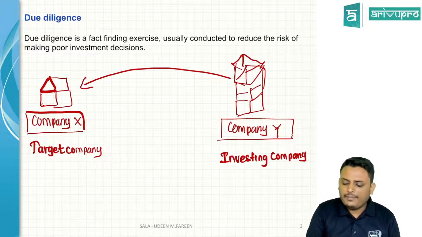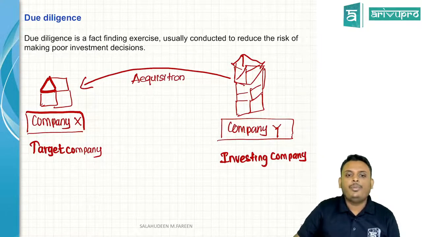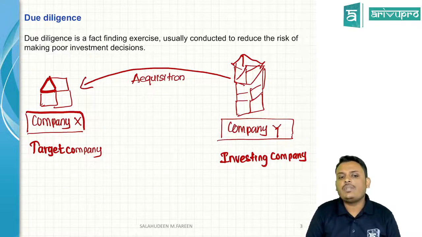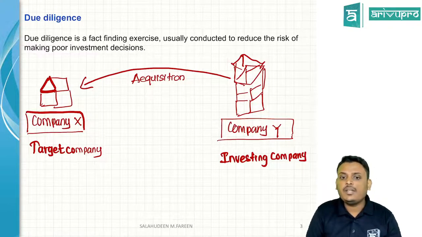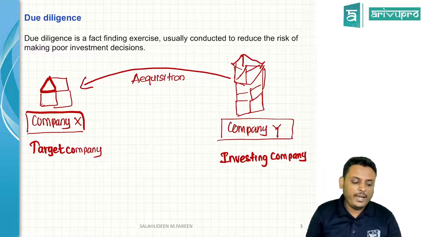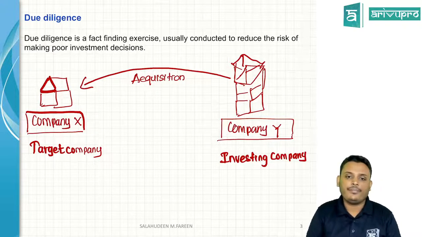Now, company Y, the investing company, before making this investment, which we call an acquisition, needs to analyze company X. When it comes to investment, that is a risky decision. It is not easy. Sometimes you plan to invest, but the investment goes wrong and is not successful. Ultimately, the investing company also gets affected. The best example is Microsoft and Nokia.